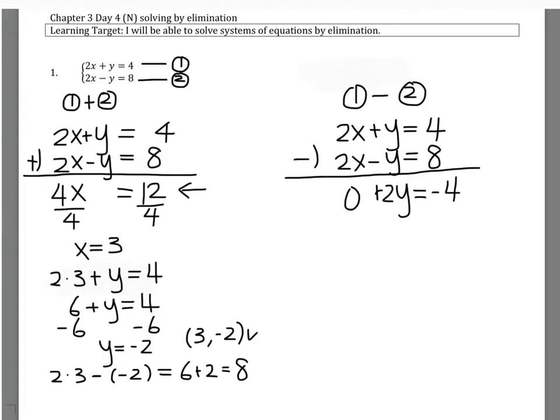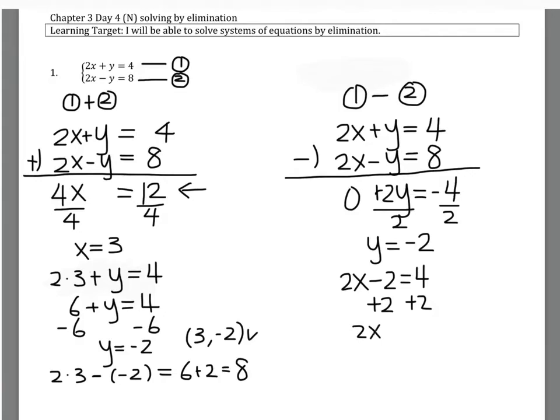Again, have we achieved the goal of eliminating one of the variables? Now we only have 2y equals negative 4. One variable, one equation. So we can divide both sides by 2. 2y divided by 2 is y. Negative 4 divided by 2 is negative 2. Then plug it back into the first equation. 2x minus 2 equals 4. As I add 2 to both sides, we have 2x equals 6. Then divide by 2, so x equals 3.